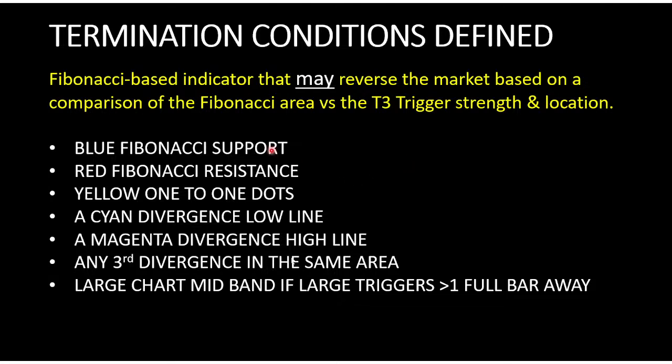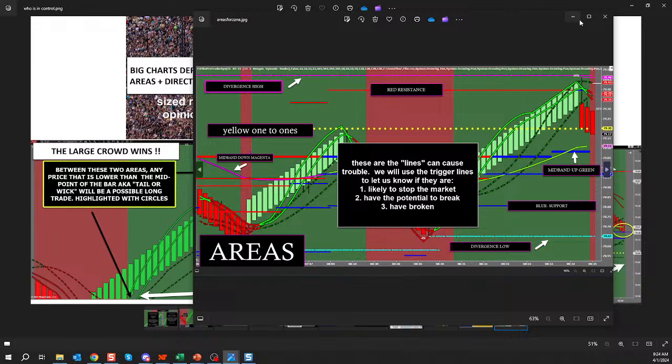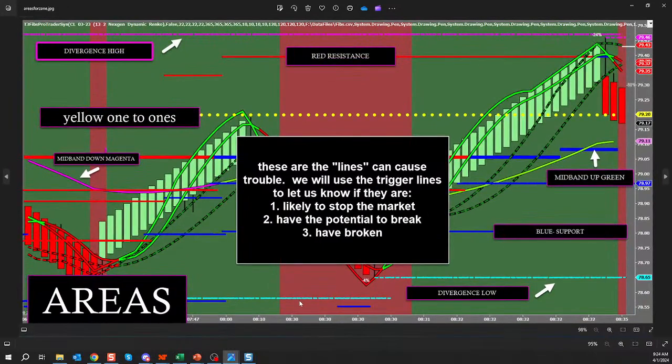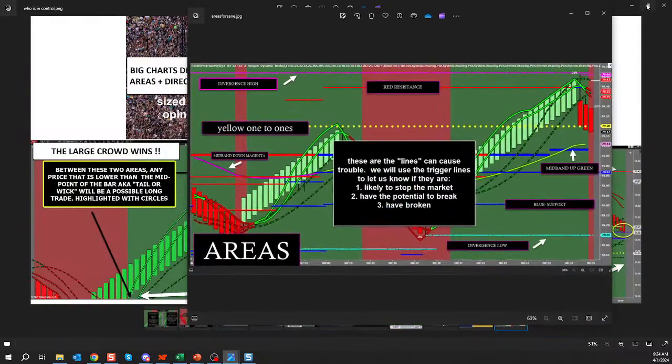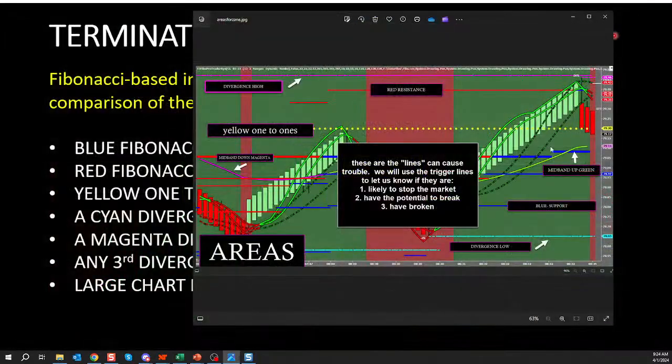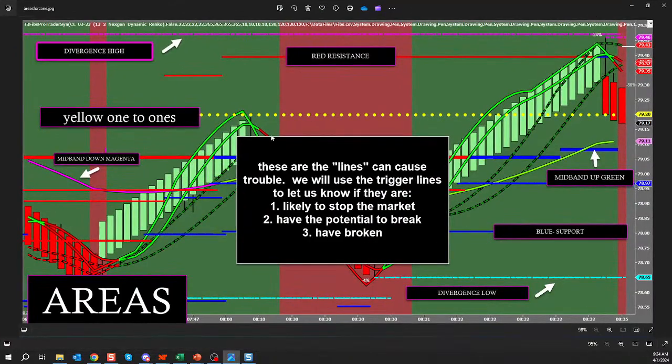And we'll be looking for blue Fibonacci support and red Fibonacci resistance, yellow 1-to-1s, cyan divergence low lines, magenta divergence high lines. It can be any third divergence in the same area. It could also be a large sharp midband. And I'm going to let you guys in on a secret. These areas, let's get rid of that one, on the large chart.